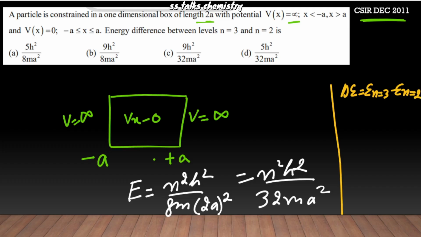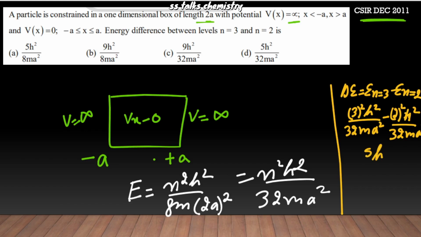So this will become 3 square h square upon the 32ma square minus 2 square into h square upon the 32ma square. So that becomes 9 minus 4, that is 5h square upon the 32ma square of it. So this is the energy value we are getting. So that makes option D the correct answer.